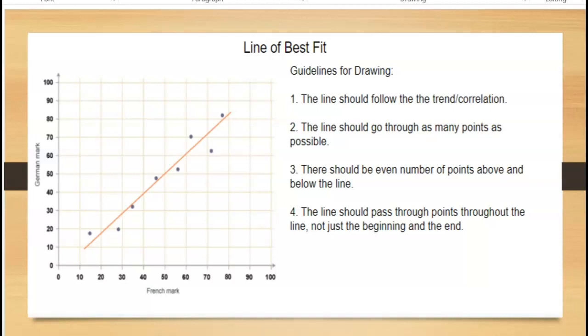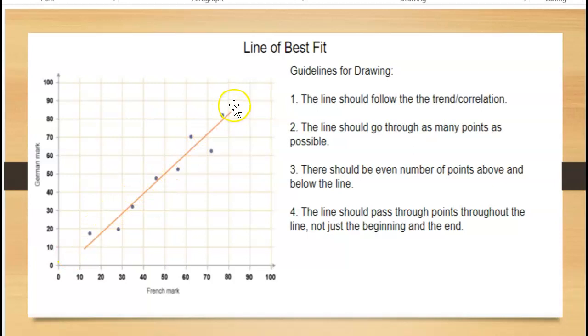Okay, the line should go through as many points as possible. There should be an even number of points above and below the line. Okay, what does that mean? That means if you're going to try to draw this line between the points and intersecting the points, you want to have the same amount above and below. So in this case, you have 1, 2, 3, 4 points above the line, and also 1, 2, 3, 4 below.